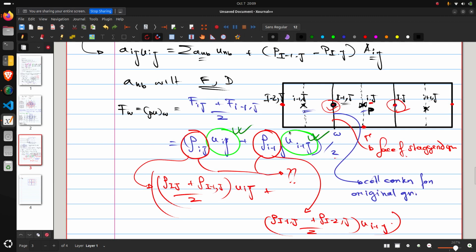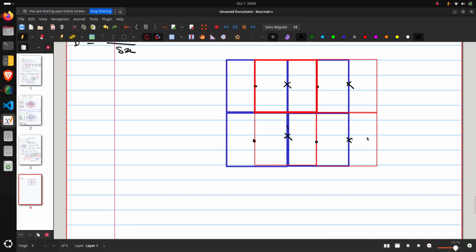Okay, so this is small i, capital J; small i, capital J; this is capital I, capital J; this is small i plus 1, capital J, right? And this is capital I minus 1, capital J. This is small i, capital J minus 1. This is capital I, capital J minus 1. This is small i plus 1, capital J minus 1, and so on. And this is our point P.